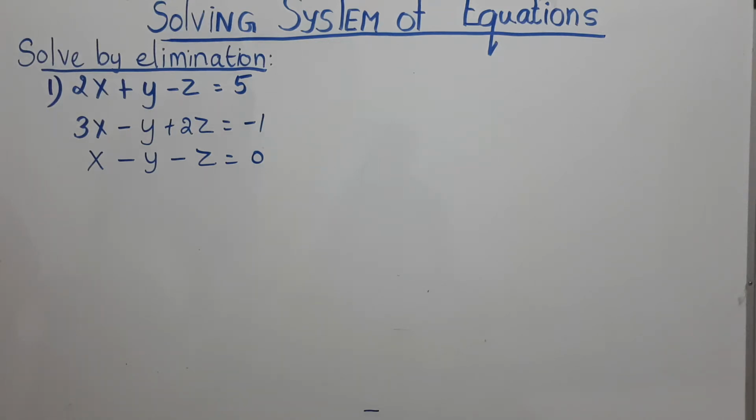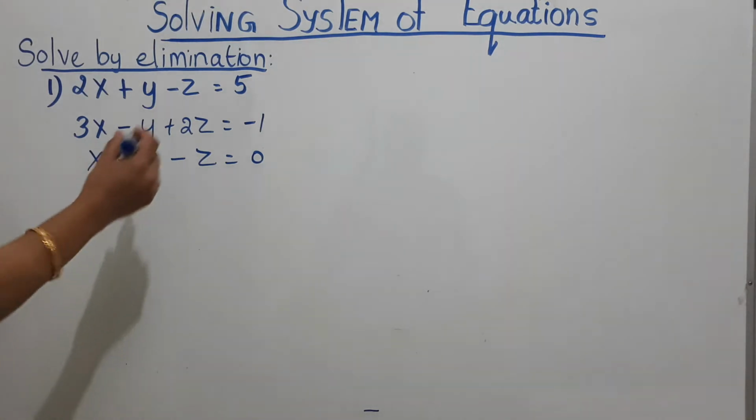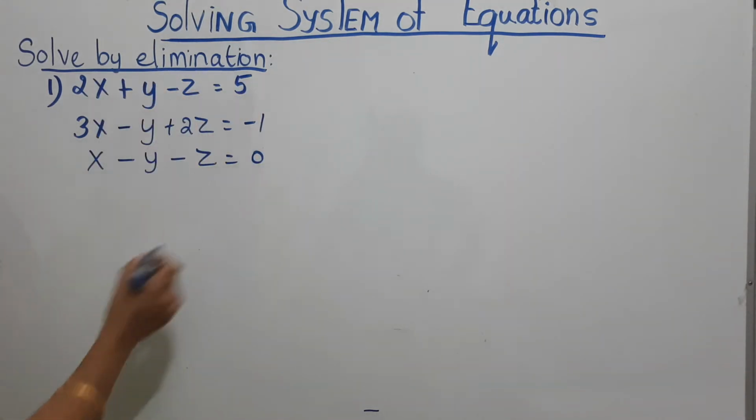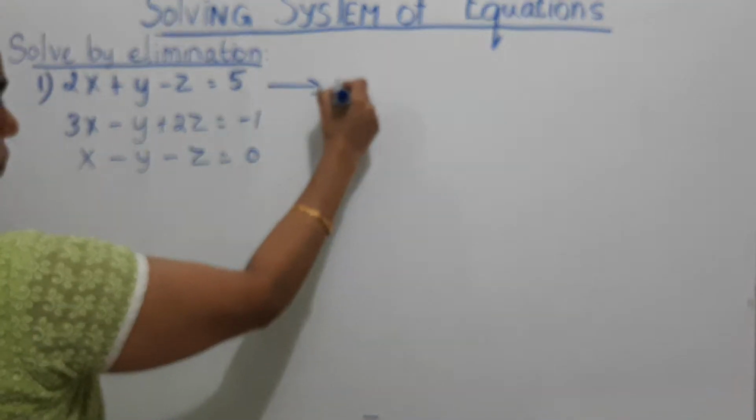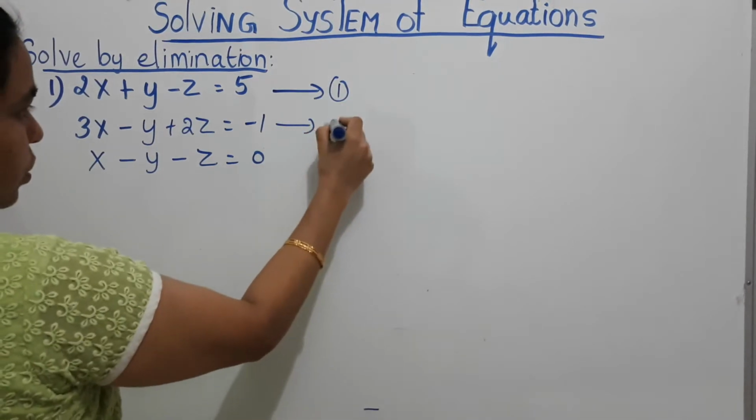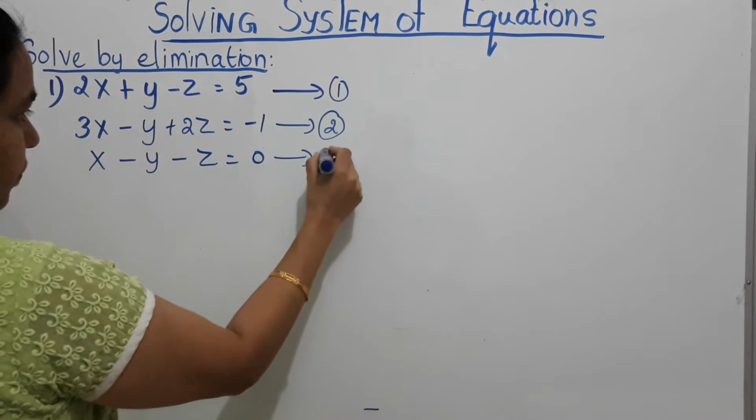In this video, we are going to see how to solve a system of three equations by the elimination method and also the substitution method. This question is about solving by using the elimination method. In this elimination method, first of all, we can number the equations. So this equation is 1, this is 2, and this is 3.